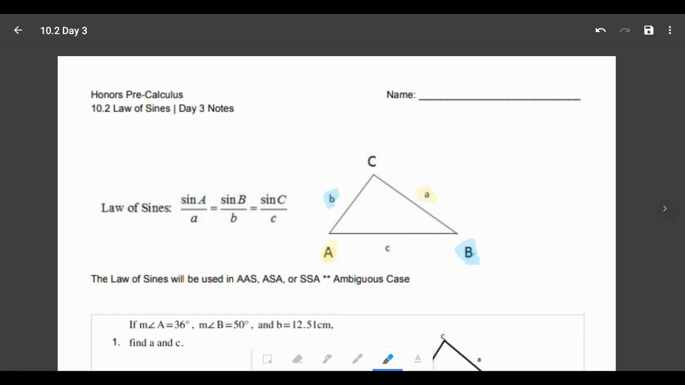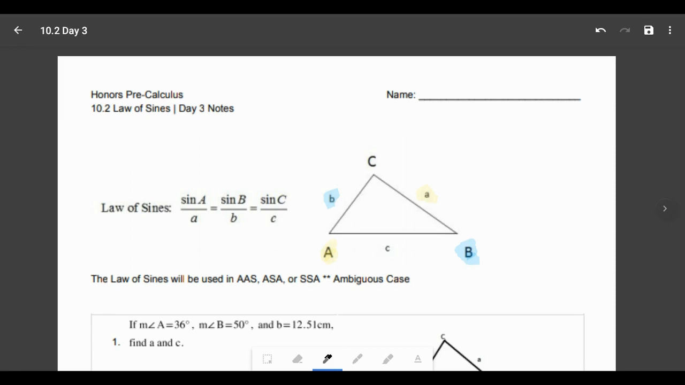So law of sines works for any non-right triangle in order to help us find missing information from a triangle. And so the types of triangles that we are going to be using for a law of sines is when we have angle, angle, side, angle, or side, side, angle.